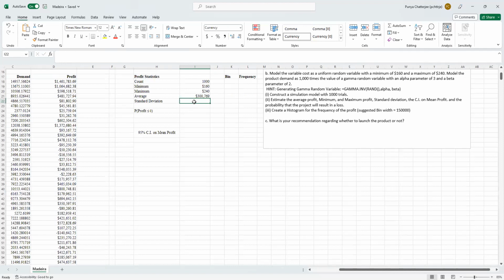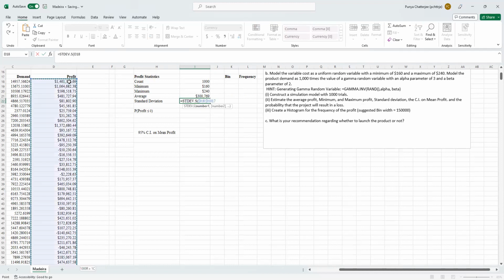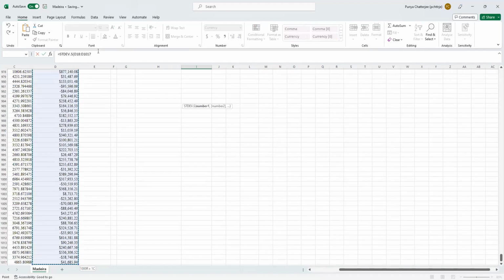That's a pretty good profit, I would say. And then the standard deviation will be, again, STDEV.S. And then you're going to Control Shift Down Arrow.